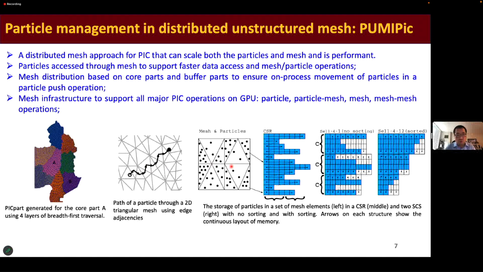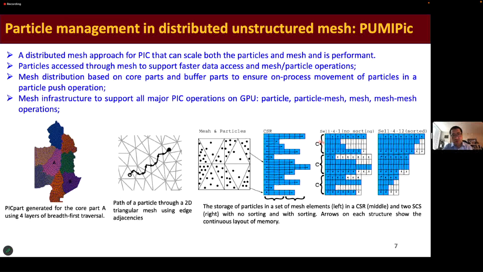In terms of particle association with the mesh, we have different mesh-particle state structures. For example, here we're showing a mesh element, a triangle element, with some particles inside it. On GPU memory, for example, we can use the CSR structure, similar to what you have in a sparse matrix, the compressed sparse row matrix format, to store particles inside your GPU memory.